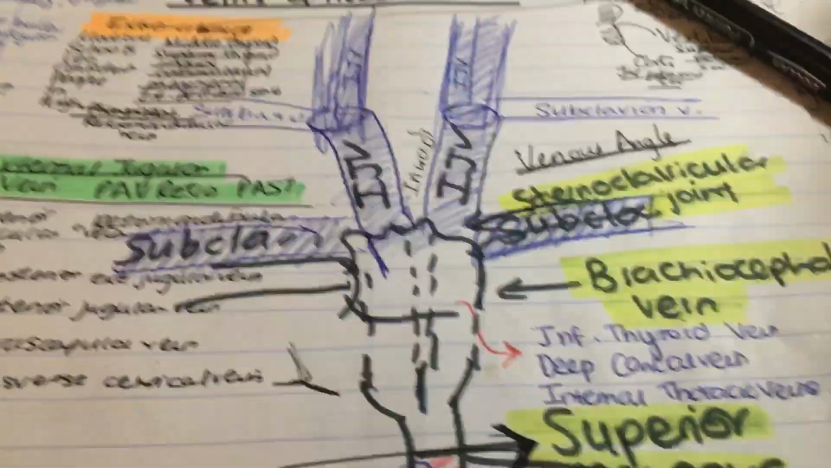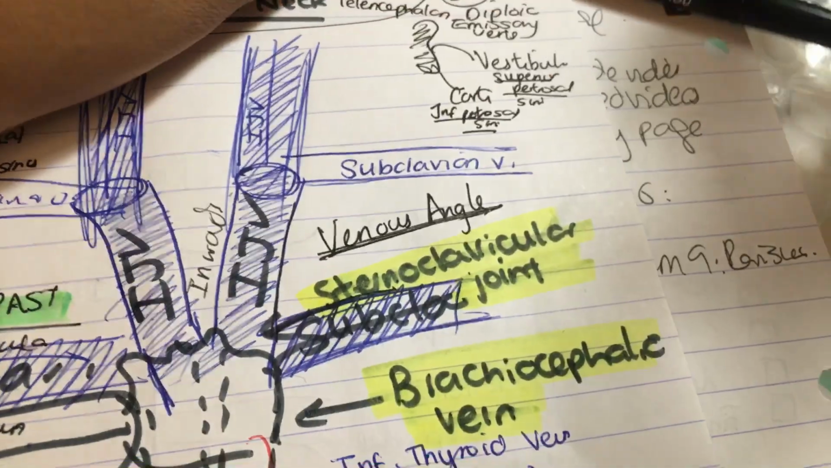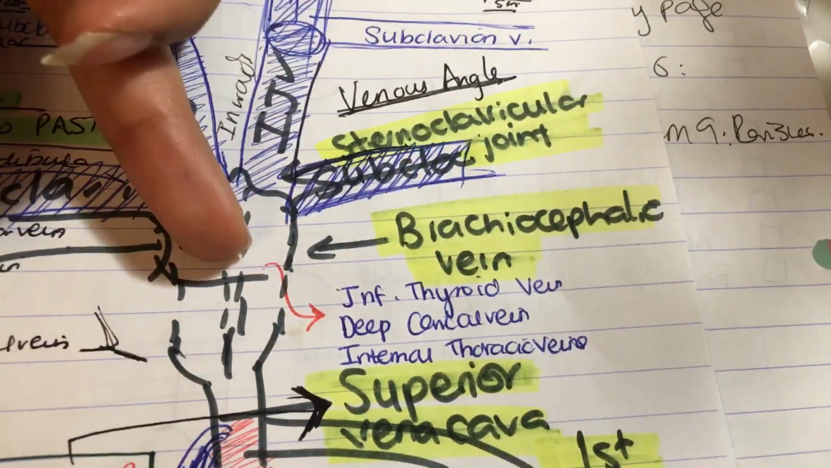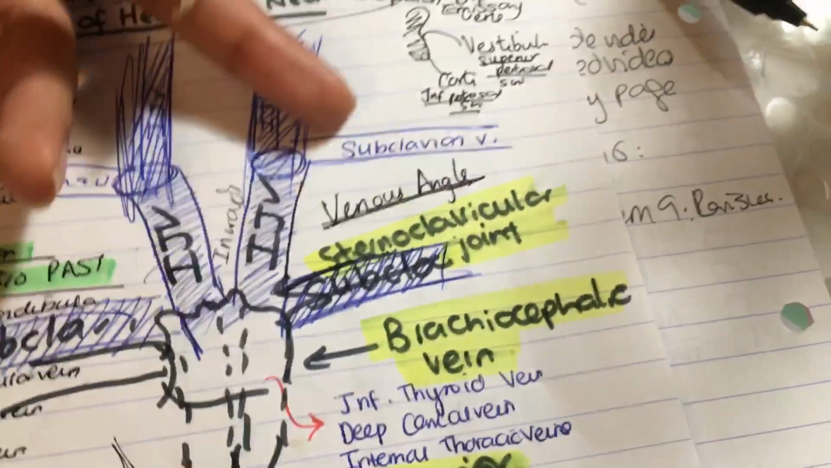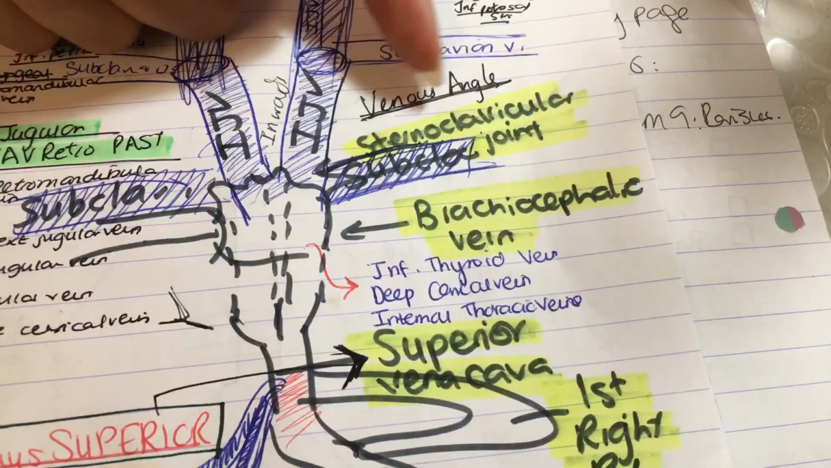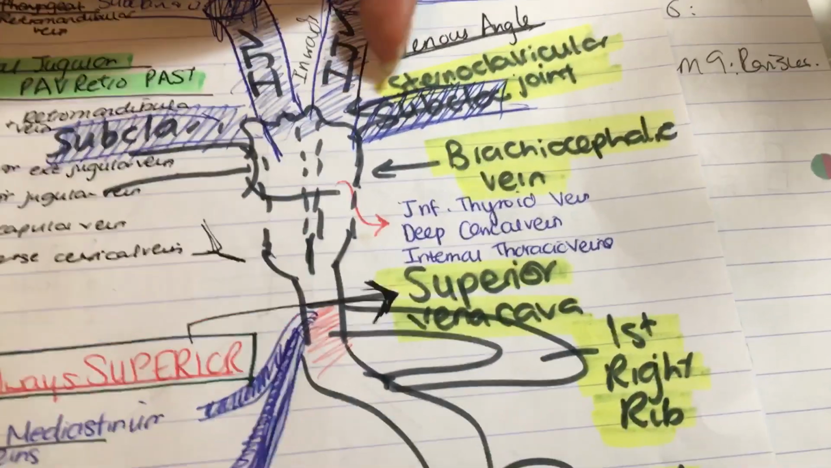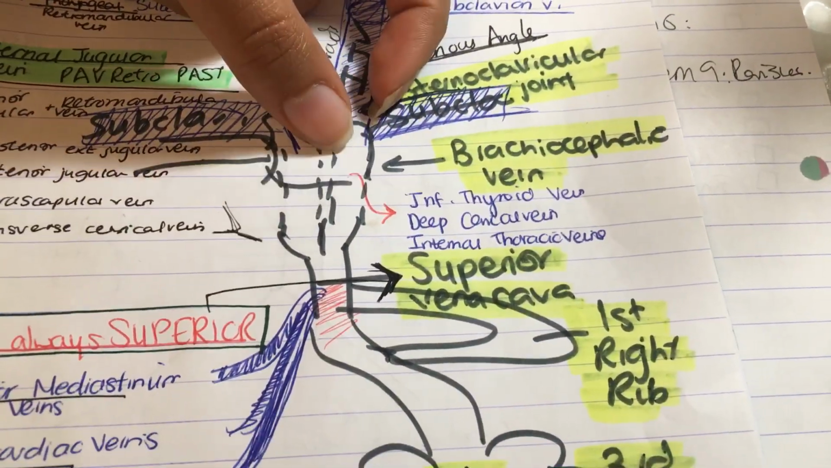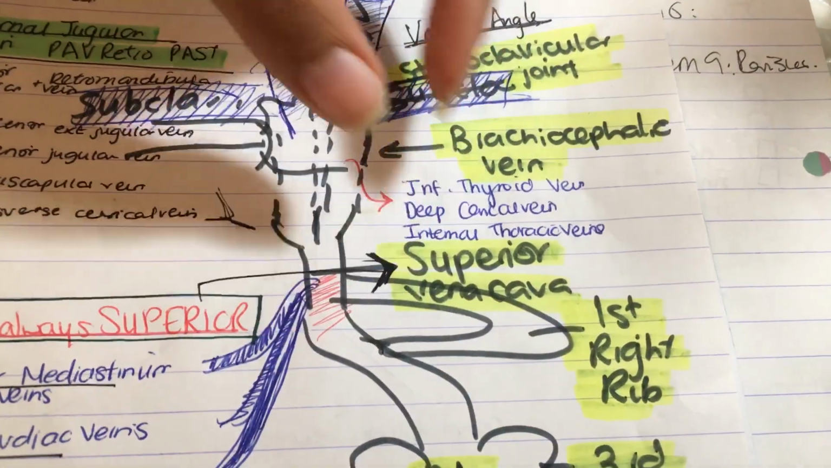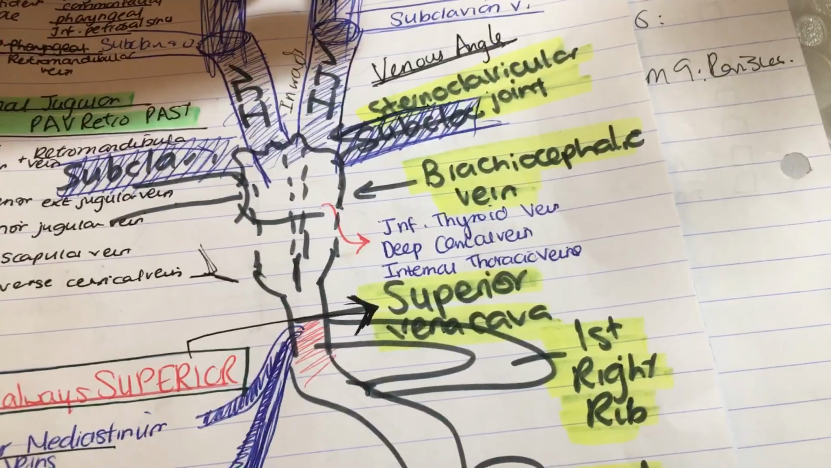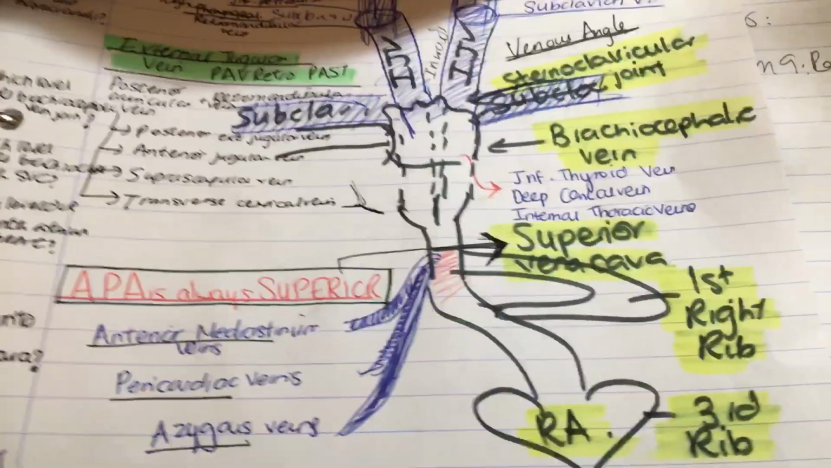The point at which the internal jugular vein combines with the subclavian vein actually forms an angle, as you can see here, and this is known as the venous angle. Together these two form the brachiocephalic vein, and the superior vena cava gives off a left brachiocephalic vein and a right brachiocephalic vein. So it's important to know where each of these forms.